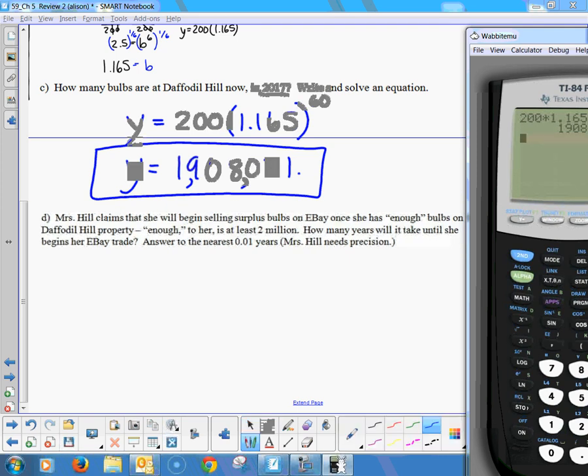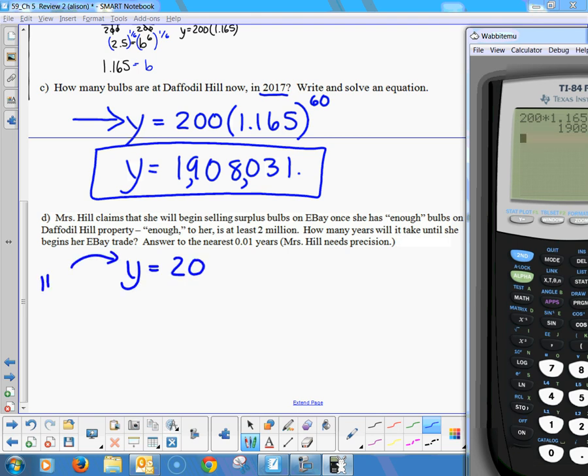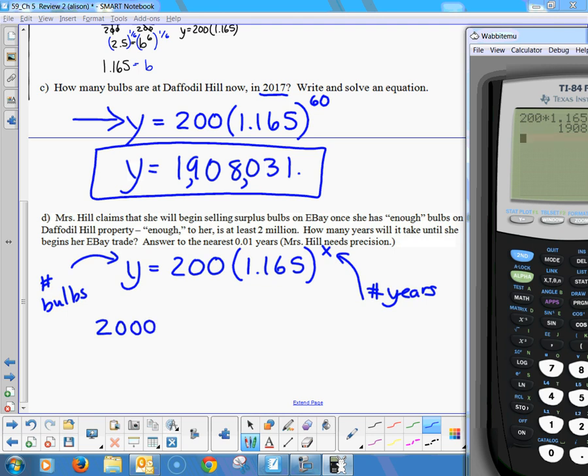So I'm going to again take my equation and I want to solve for a number of years. So my equation is y equals number of bulbs, equals starting value times growth rate to the number of years. So I'm going to plug 2 million over here. 2 million equals 200 times 1.165 to the x.